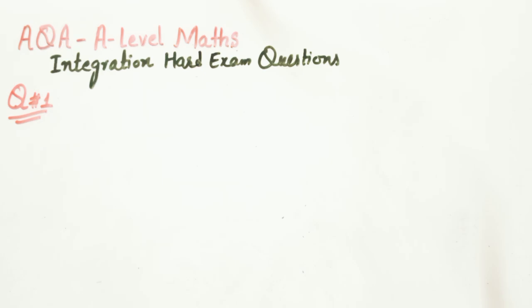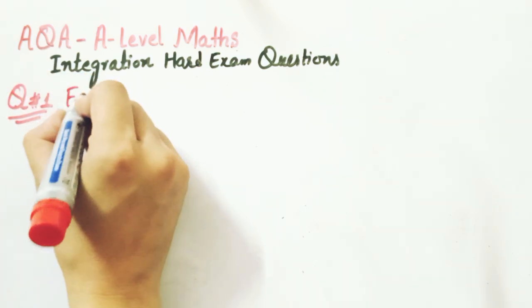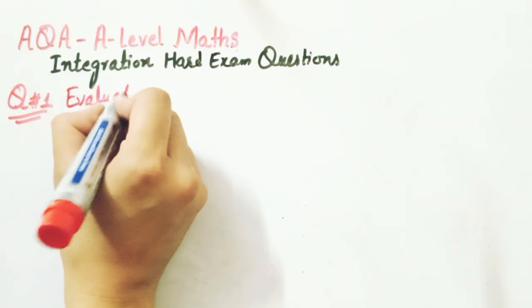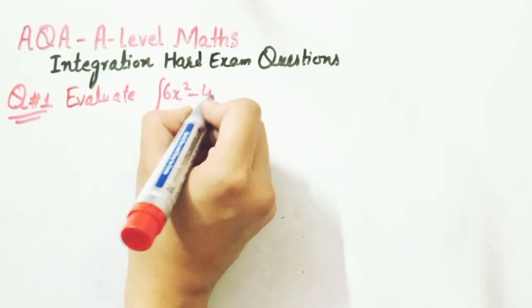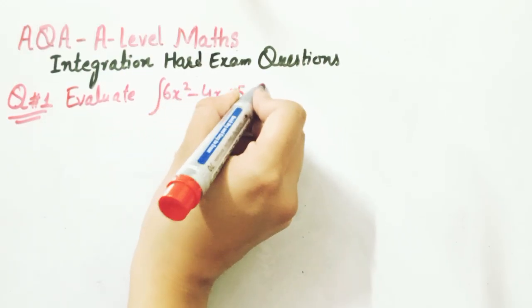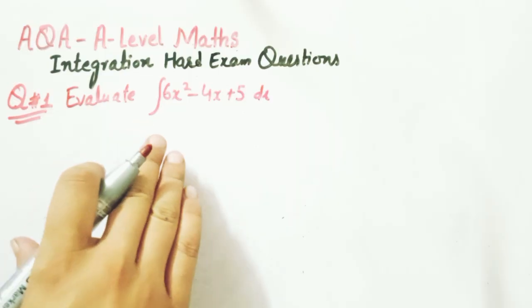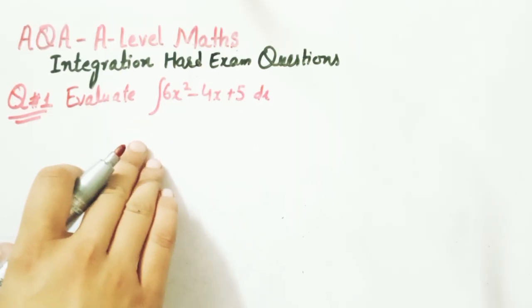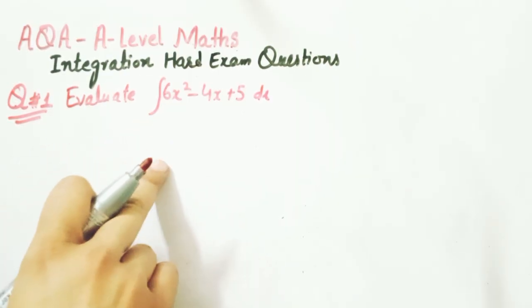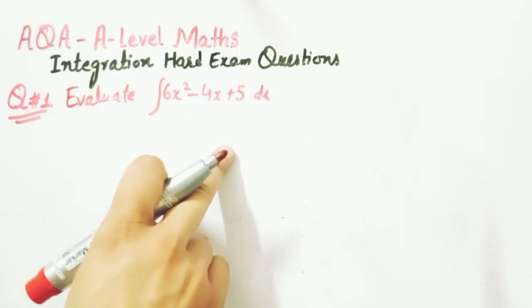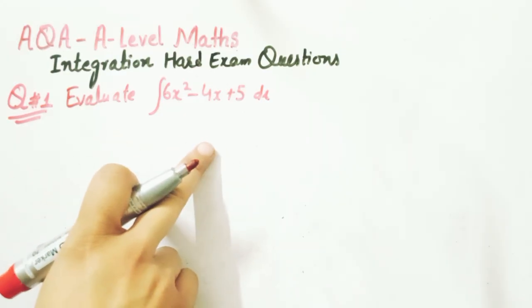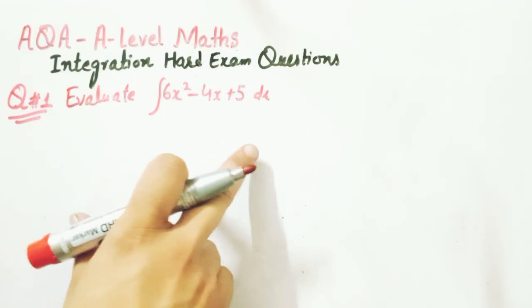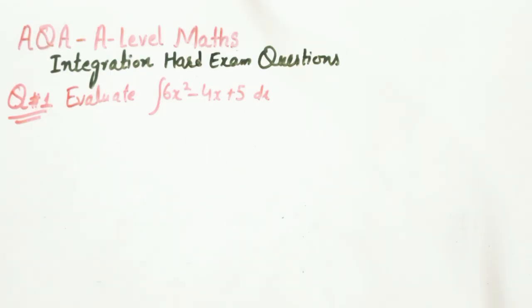Question number 1 is evaluate the integral of 6x squared minus 4x plus 5 dx. So have a go at this before I show you the answer. This is a basic integration question, but don't underestimate these because mistakes here can cost very easy marks.